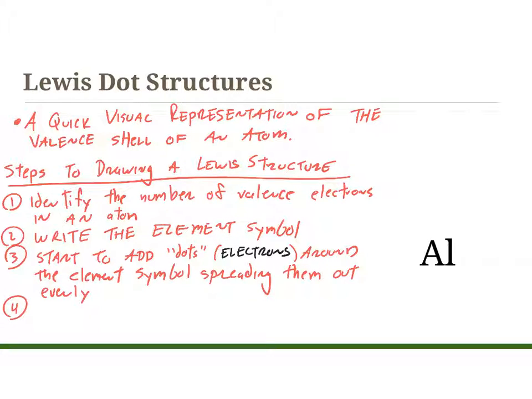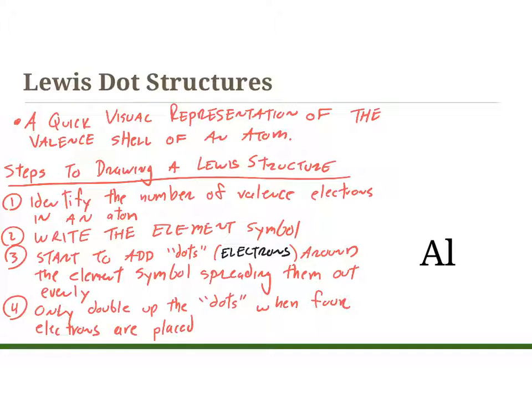And the last step, step 4, is you are only allowed to double up the dots when 4 electrons are already placed around the symbol. So only double up the dots when 4 electrons are placed around the element symbol.